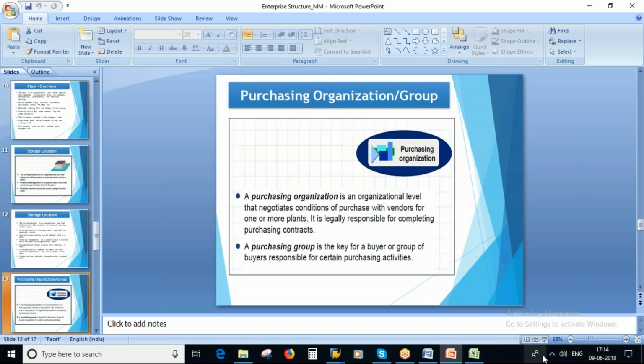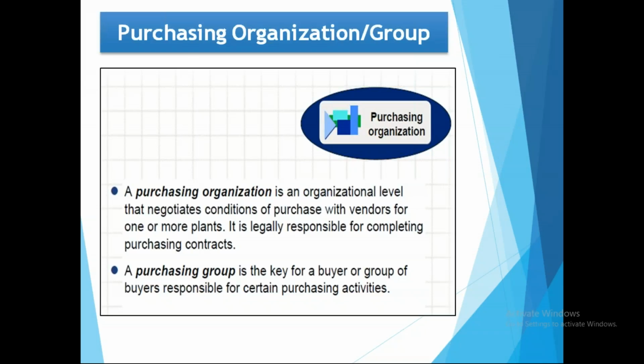So what is purchasing organization? Purchasing organization is the organization that manages purchasing activities. It negotiates conditions of purchase with vendors for one or more plants. So basically purchasing organization will be responsible for purchasing activity for a particular plant or more than one plant.